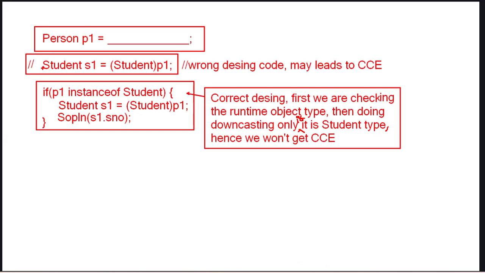Wherever you see downcasting, immediately you have to guess that there is a chance we'll get ClassCastException. Then you have to verify whether the instanceof operator is applied or not. Write down: instanceof is a relational operator.